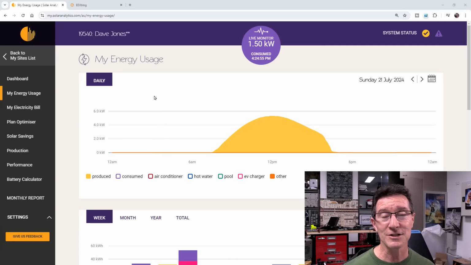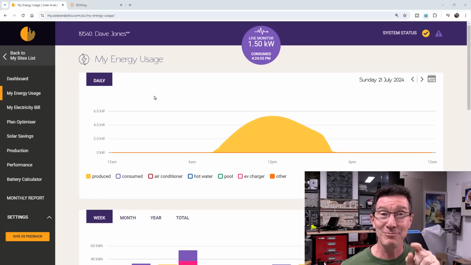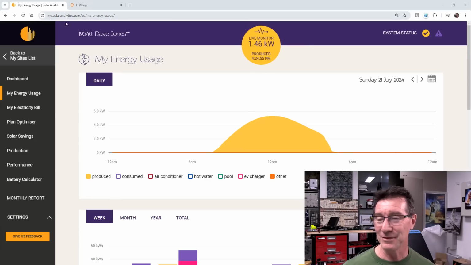But suffice to say that I've had a 15 kilowatt home battery system installed for the last couple of days, and it's working fantastic, but I've lost a key bit of data, which I'm not sure that I can easily get back either. So I'm going to have a good think about it. But anyway, here it is before I had my battery installed.